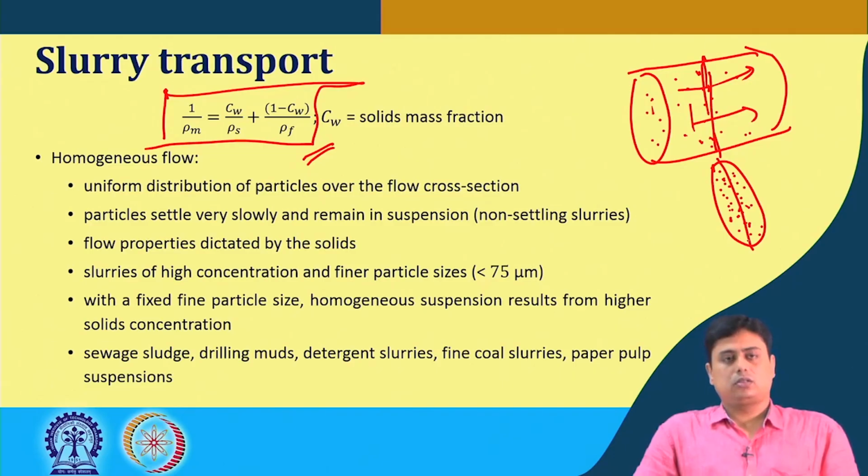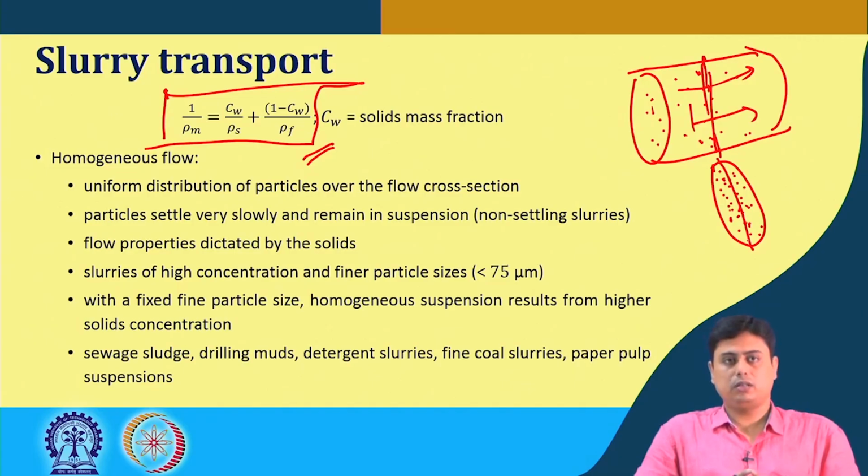Slurries that have high concentration and finer particles, say less than 75 micron in that range, exhibit this homogeneous flow behavior. Now, with a given particle size, if we increase the solids concentration, the flow tends to be homogeneous in nature. It becomes a more homogeneous suspension.